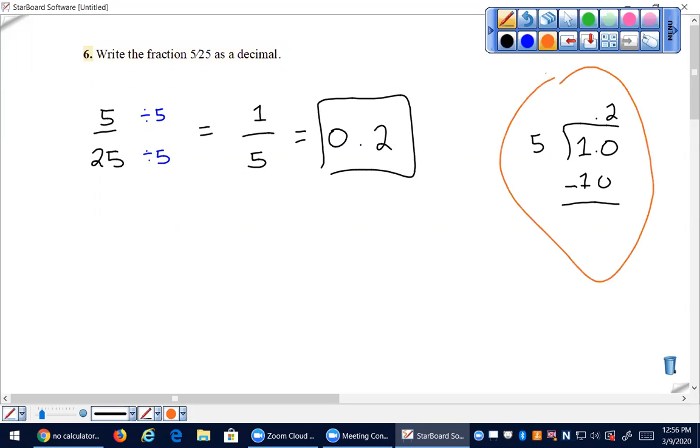Oh, so you just bring the 10 down. So that you add a 0 on it. Okay. Right. Since the 1 didn't work, then I had to put in the decimal point and the 0 to keep things going off to the side.